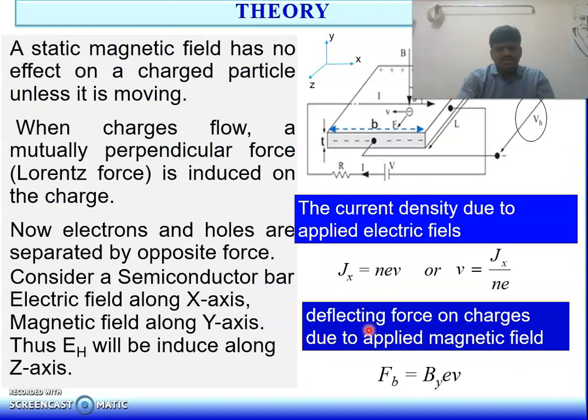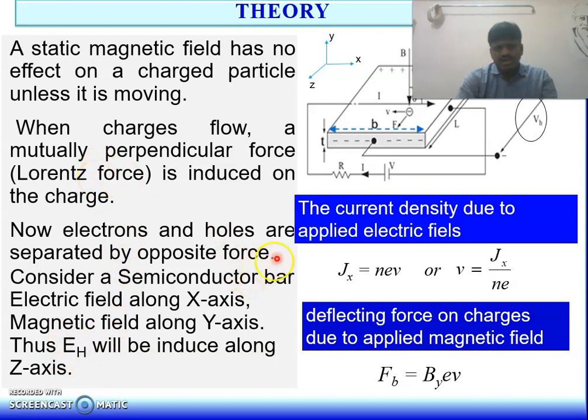So what is happening in the Hall effect? If you see here, suppose I have taken this semiconductor slab and we apply the electric field in the X direction, magnetic field in the Y direction, and we observe that there is an induced electric field in the Z direction. The force due to this electric field induced on the electric charges, electrons or holes, is called the Lorentz force.